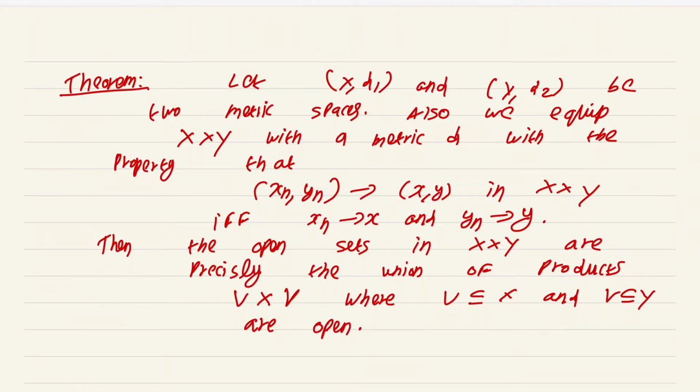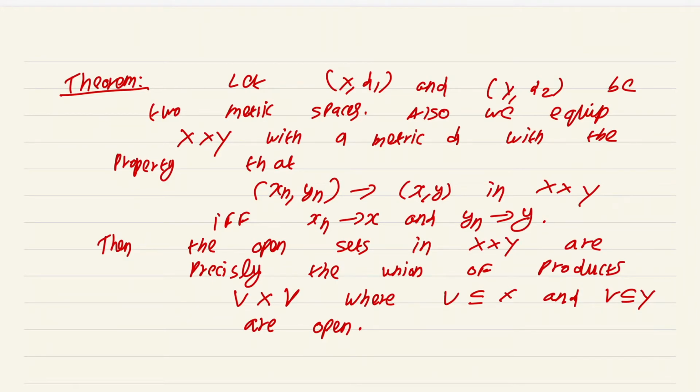So what is this theorem trying to say? It's just saying that if you take a product of two metric spaces and put a metric on that product which has this characteristic property that you would expect, that (x_n, y_n) converges to (x, y) if and only if x_n converges to x and y_n converges to y, then you can immediately write down what the open sets in X cross Y are going to be. They are precisely the products U cross V, where U is an open set in X and V is an open set in Y.